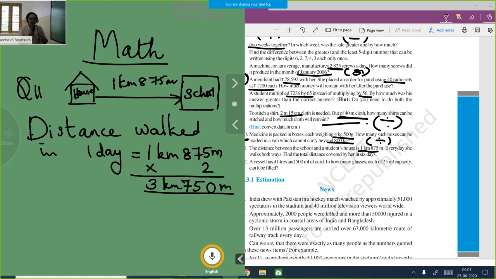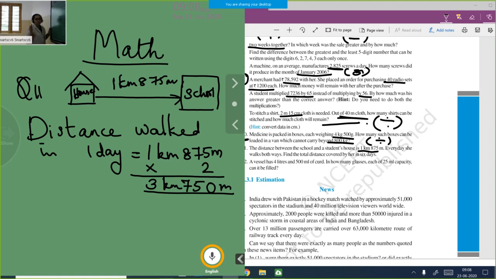That means in one day she is covering a distance of 3 kilometers 750 meter. Because in the morning she is walking to the school and in the afternoon she is walking towards the home, so 2 times in one day. That distance is 1 kilometer 875 meter, so we had to multiply by 2. So one day she walked 3 kilometers 750 meter. See children, are you people walking like this? No, not at all. You are always using a vehicle to travel, right?